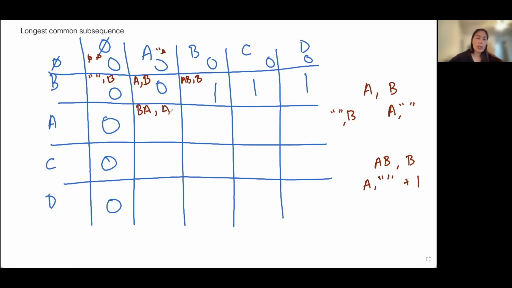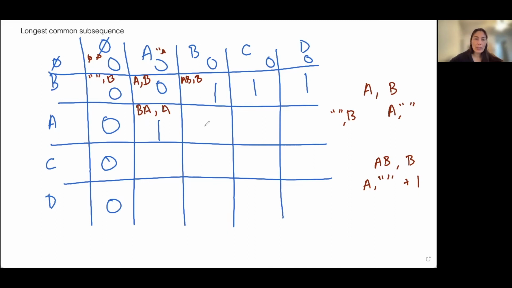So we want to drop that A from both of them, meaning that we're going to look at our top left cell right here, and we're going to add 1 to it. So 0 plus 1 is 1. So we have a common subsequence of length 1 between B, A, and A, which is clearly true.